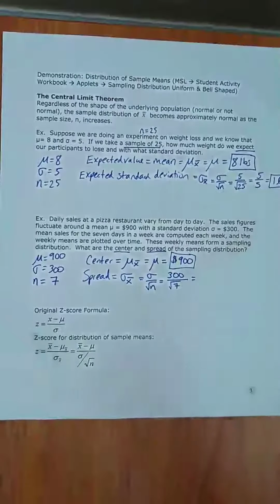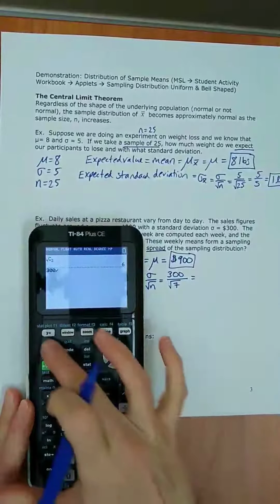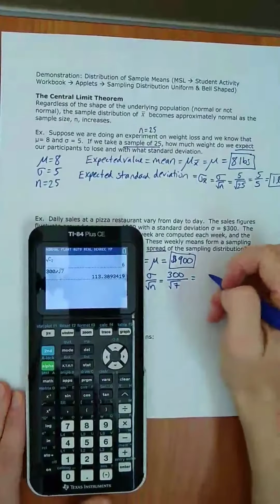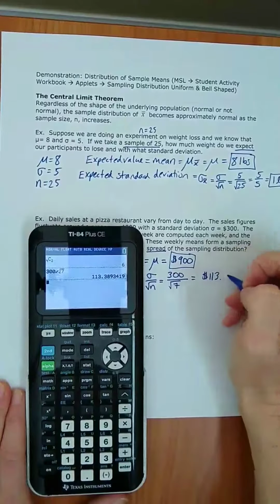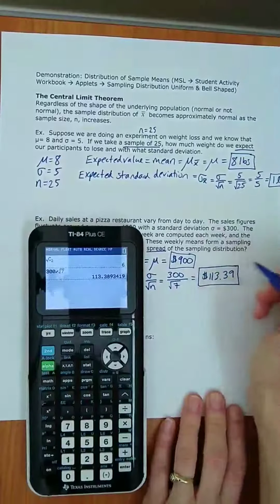And we might need a calculator here, huh? We've got 300 divided by the square root of 7. So this is money, right? So I'm going to round to the nearest penny. So this is our spread, $113.39.